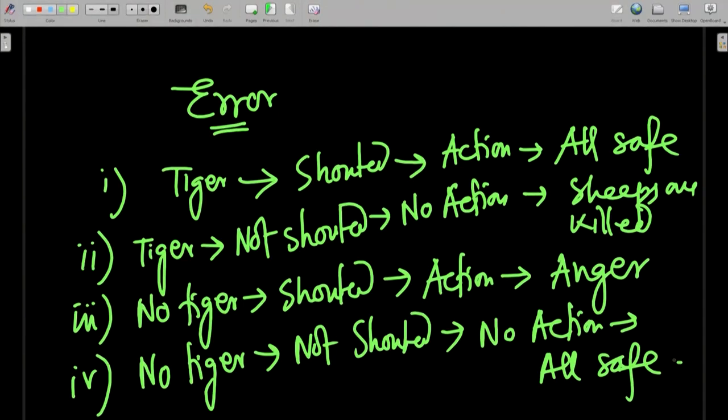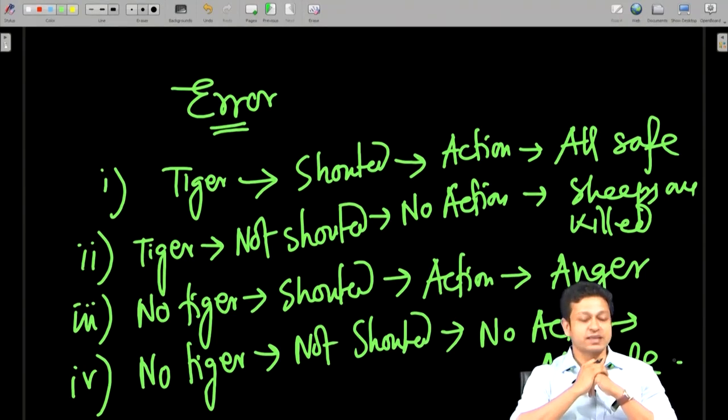Now, why did I give you this example? It will actually help us connect the ideas of different kinds of errors that may happen when we deal with this data and do hypothesis testing. So, let me explain that.